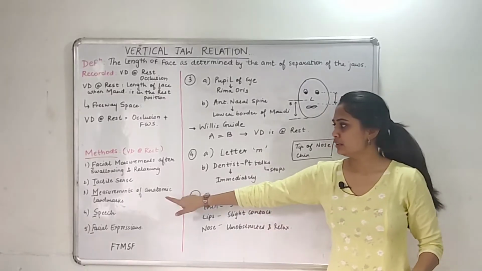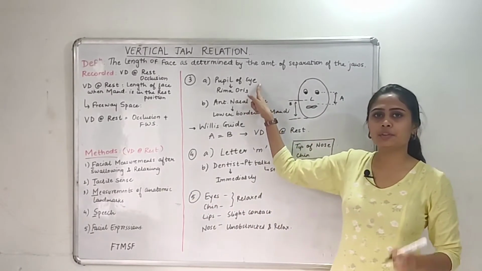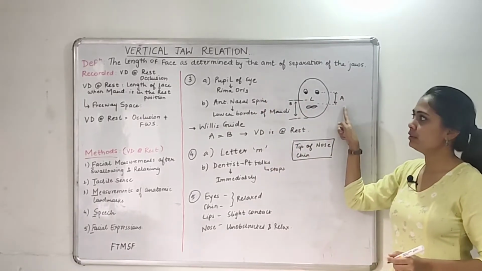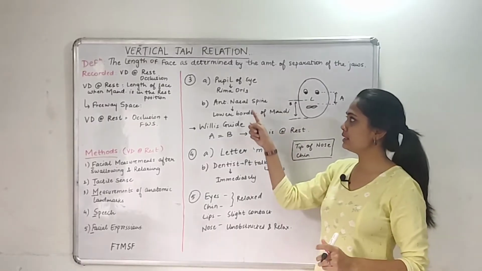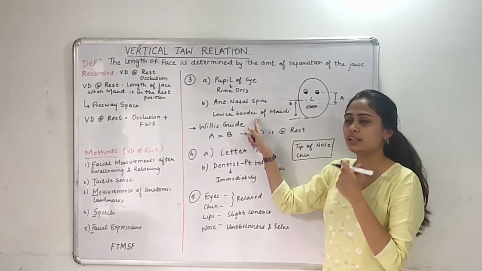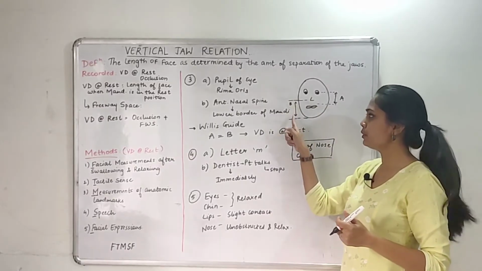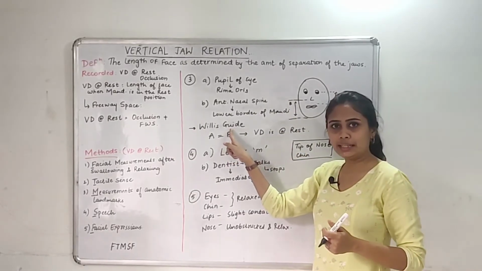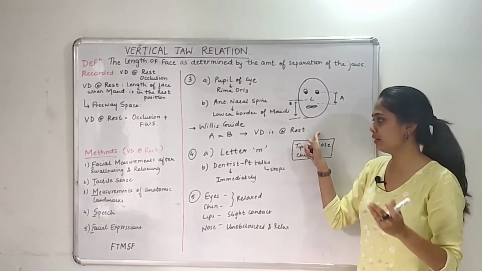Quickly revising the third point, measurements of the anatomic landmark. First, we see the distance between the pupil of the eye to the rima oris. Rima oris is nothing but the opening of the mouth, and the second distance will be the anterior nasal spine and the lower border of the mandible. When the distance A and the distance B are both measured with a Willys guide and both are equal, we can say that vertical dimension is at rest.